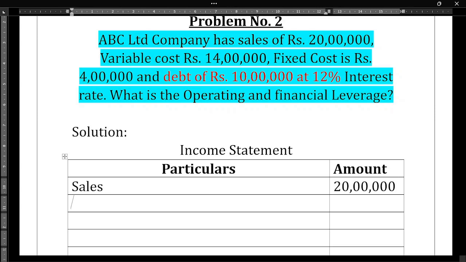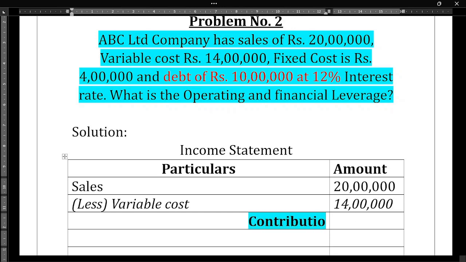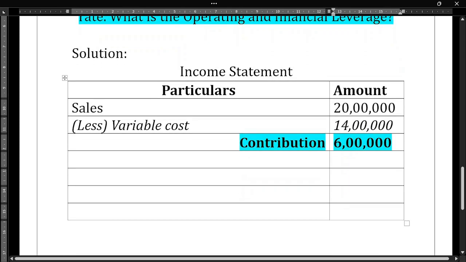From the sales you will deduct the variable cost. The variable cost is 14 lakh. So we get contribution. When we minus variable cost from sales, we get contribution. The contribution here is 6 lakh. So 6 lakh rupees is a contribution.